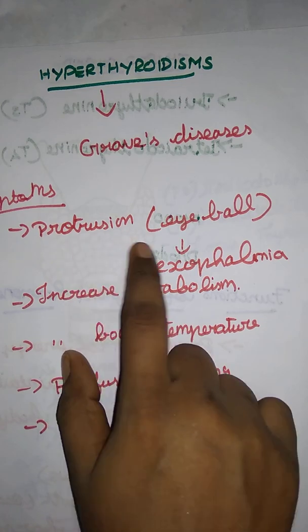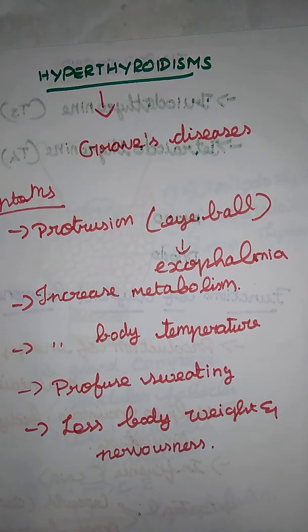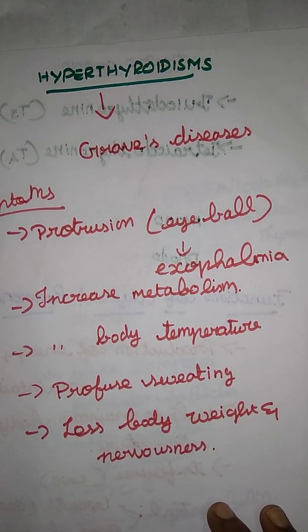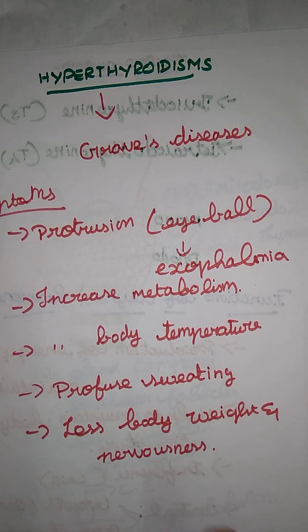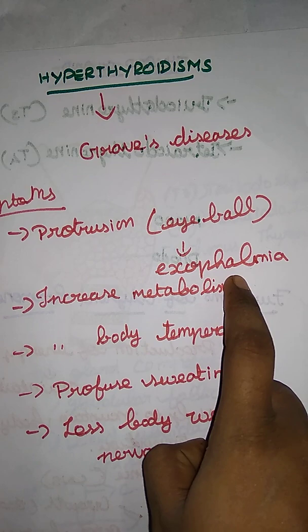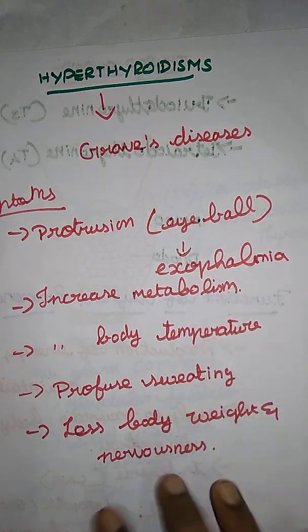The first one is a protrusion of an eyeball. A protrusion அப்படின்னா eyeball நார்மலாக இருக்கிறத விட வெளியே தூக்கிட்டு இருக்குன்னு சொல்லுவாங்களே, புடைச்சிட்டு இருக்குன்னு சொல்லுவாங்களே, that is a protrusion of an eyeball. The name is exophthalmia. The name of a protruding eyeball is exophthalmia.